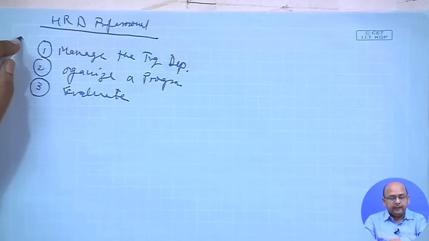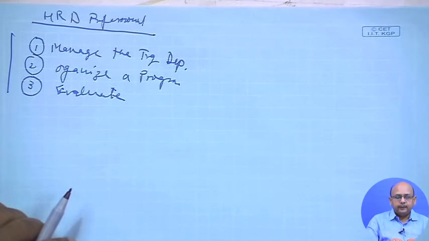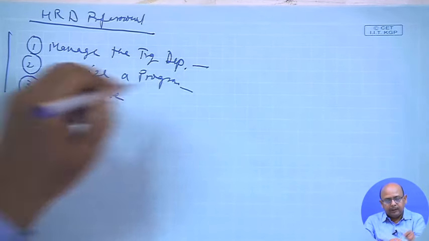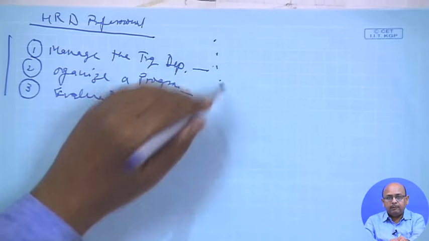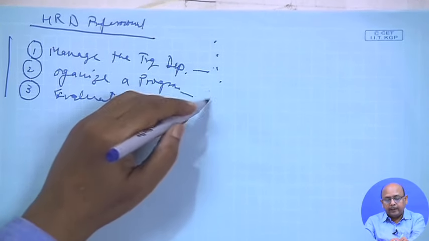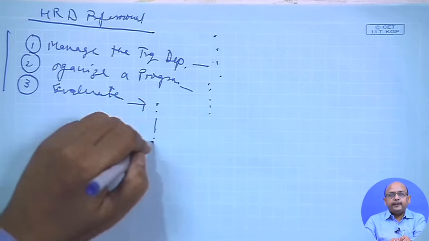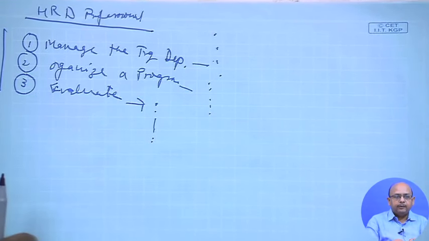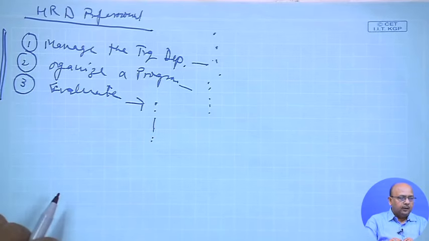So, there could be different tasks, right, related to it. So, now for each of these tasks you have to identify what are the different subtasks. So, managing the training department, there could be a number of tasks. Similarly, if you are going to organize a program, there are different steps that you have to follow. In order to evaluate a training program, also you are going to do different kinds of tasks, right. I am giving just one example, it is not an exhaustive list.